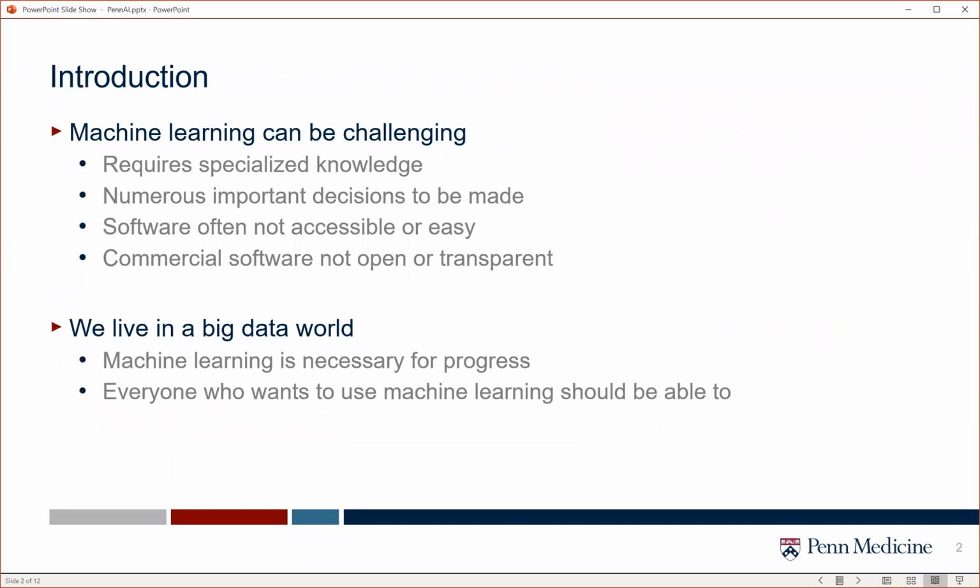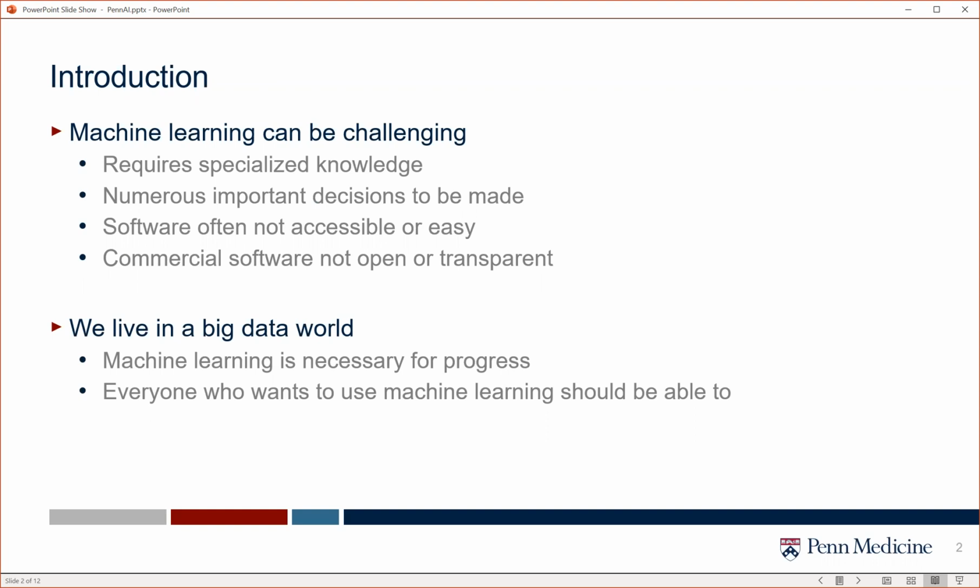Machine learning can be very challenging for a whole host of different reasons. First of all, it requires specialized knowledge and training. Second, there are numerous important decisions that need to be made about the machine learning algorithms to be used and their parameter settings. Software for machine learning is often not accessible or easy to use, and commercial software in particular is often not open or transparent.